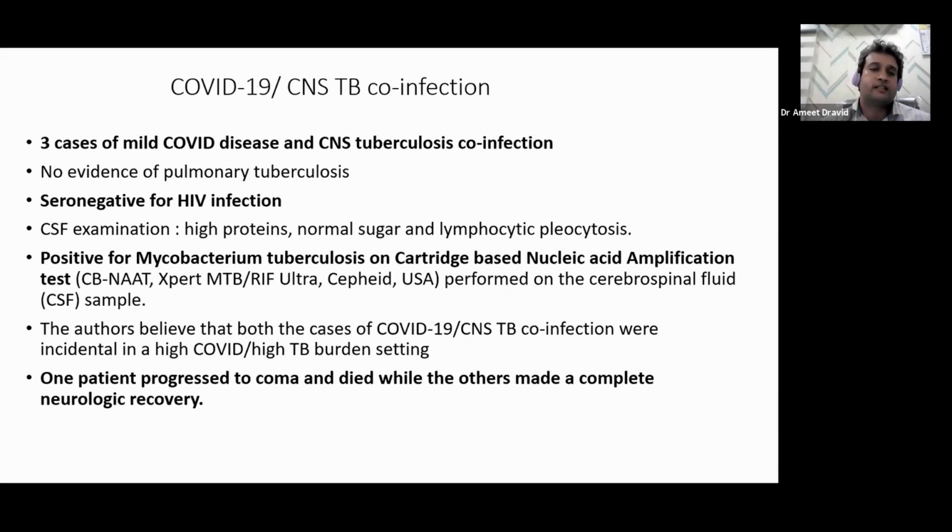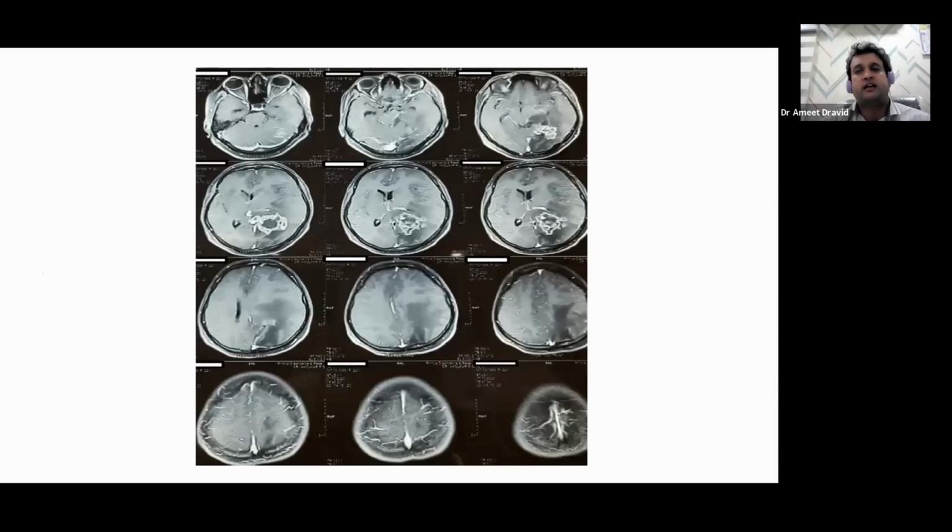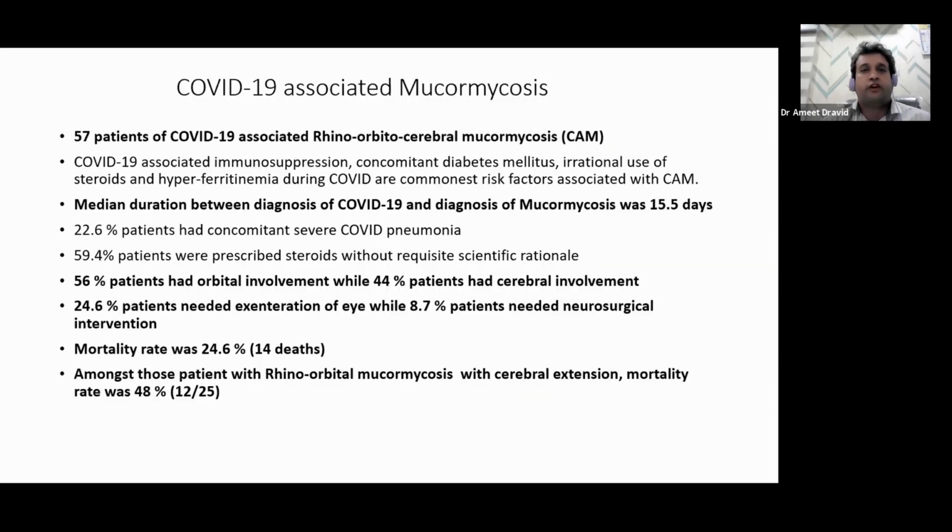Out of these 3 cases, 1 patient progressed to coma and died, while the others made a complete neurologic recovery. These are the MRI images. You can see in the parieto-occipital lobe, multiple grape-like granulomas along with a strong perilesional edema and meningeal inflammation seen on MRI.